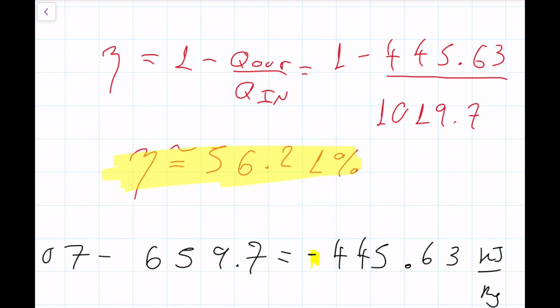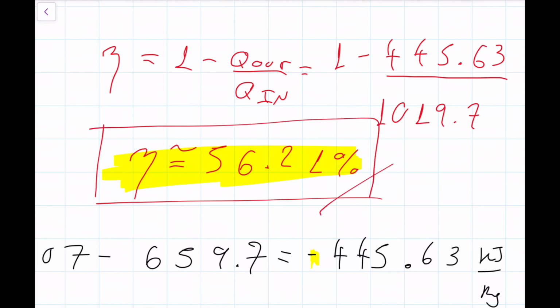Okay, so that's part B, 56.21%. So about 55% of the energy that goes in is actually used as work, right? The other 45% is discarded, or we lose it in the form of heat being rejected.